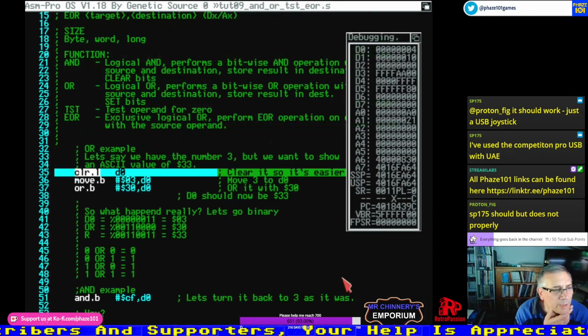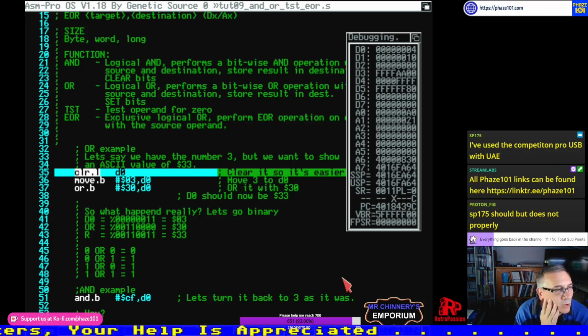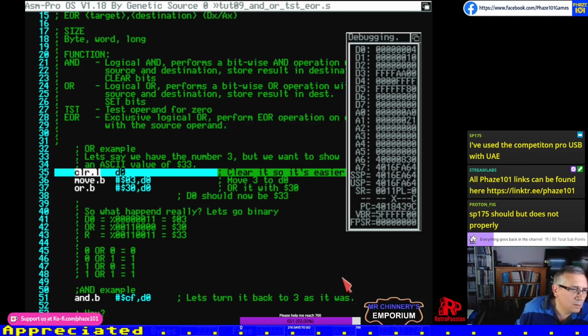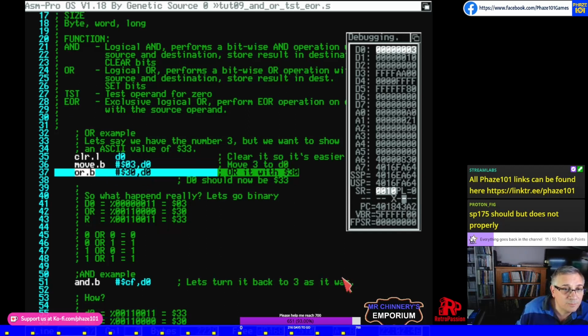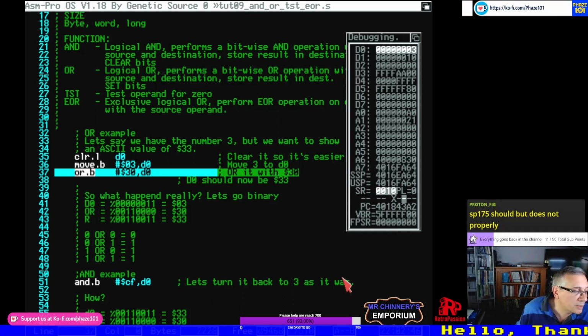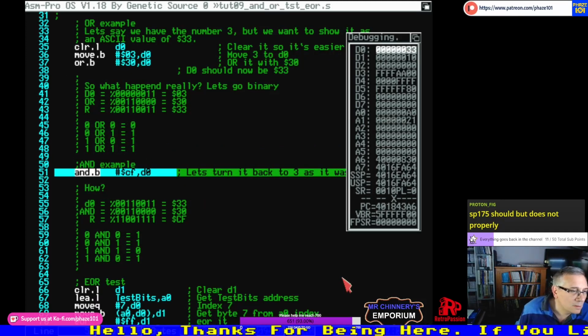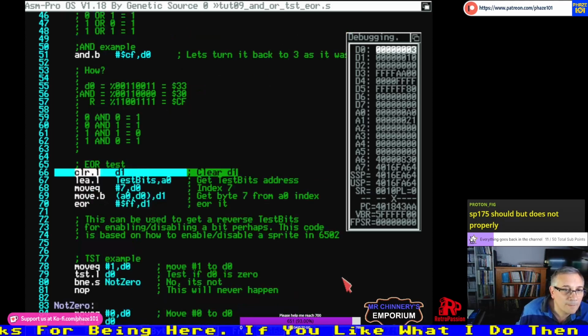So we're going to do the AND, OR, test, and XOR instructions. So we're clearing D0. We are moving byte 3 into D0. And we are ORing immediate 30 into D0. So remember, with OR, when we have a 1, the output is a 1. Now we're going to AND what is in D0 with CF, okay, and we get 03.